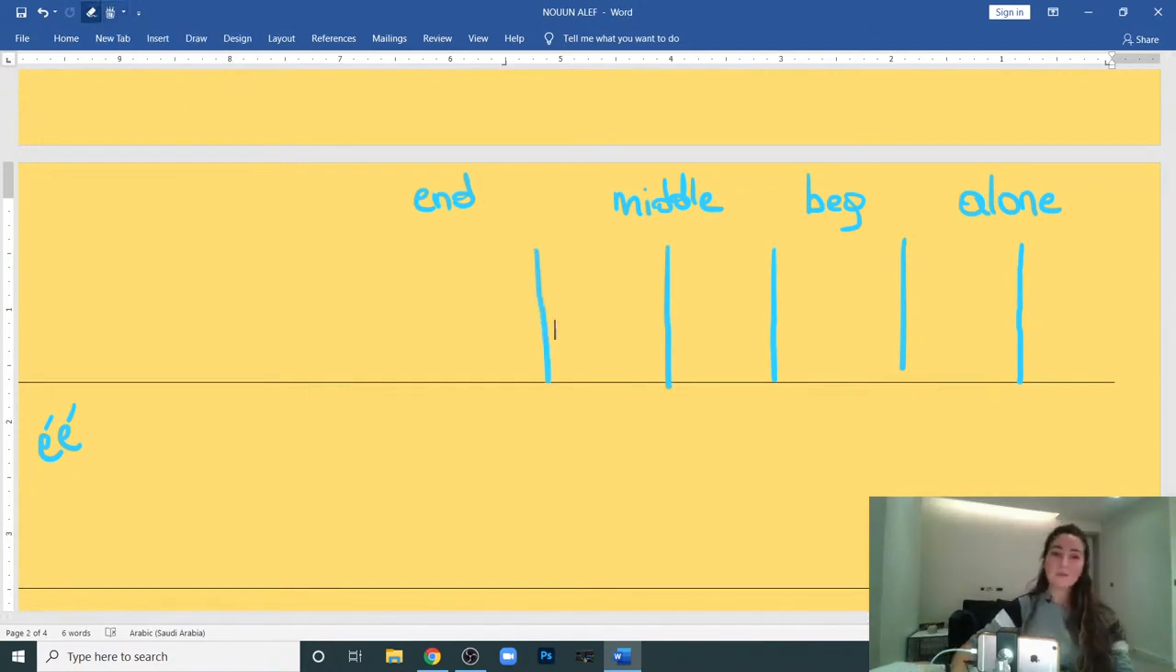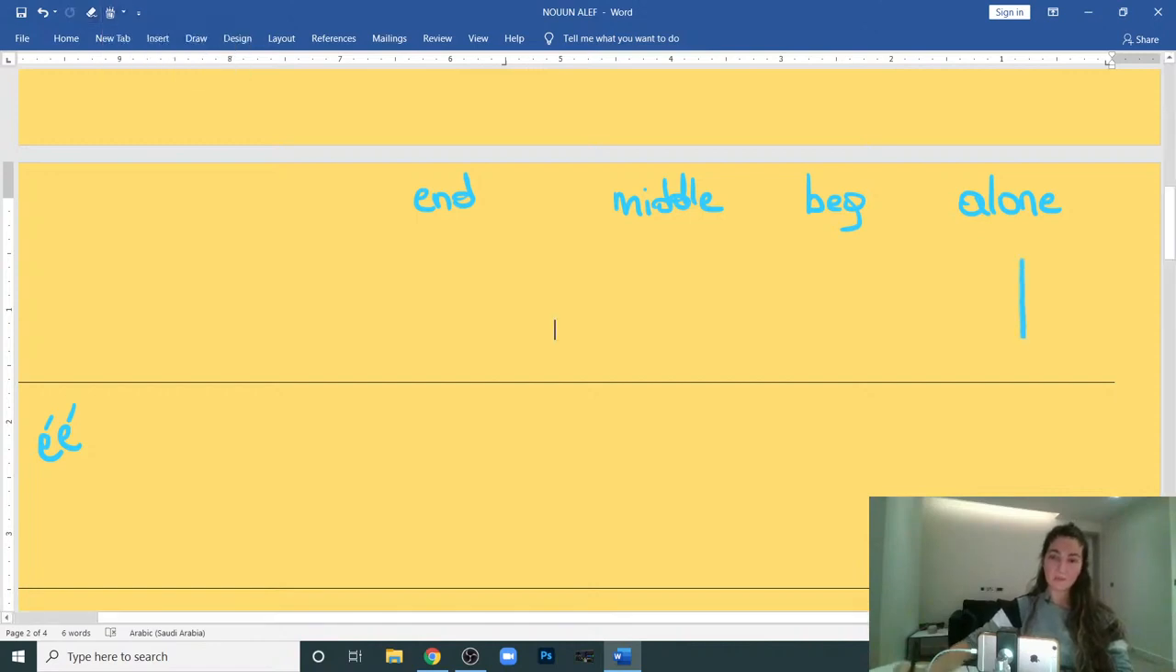Now, at the beginning of the word, it's also exactly the same. It doesn't change. It's also just a line. Okay, so alone, it's a line. At the beginning of your word is also a line. Now, in the middle of the word, it has to have a tail. So actually, it's this one, but with a tail.